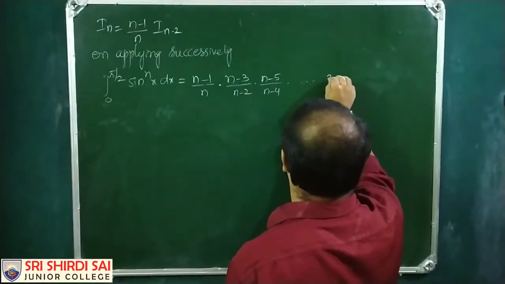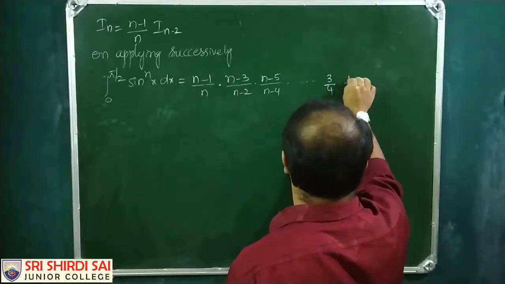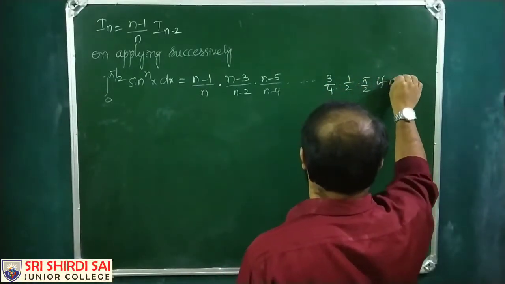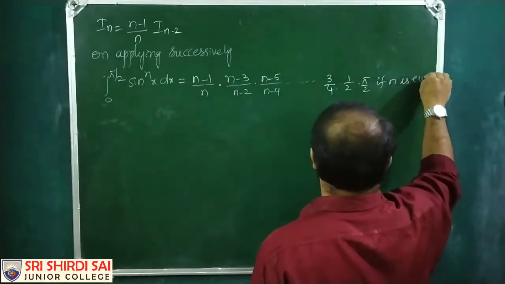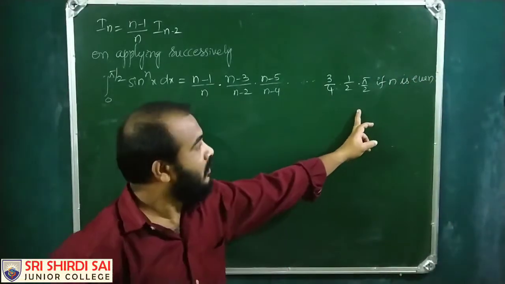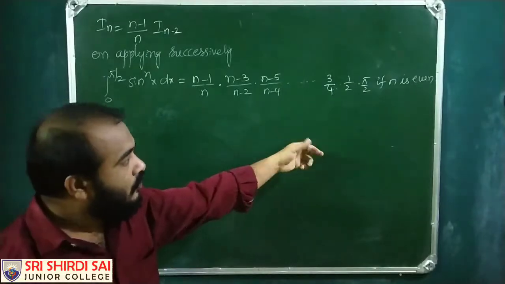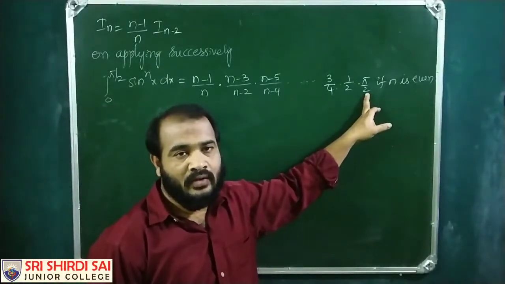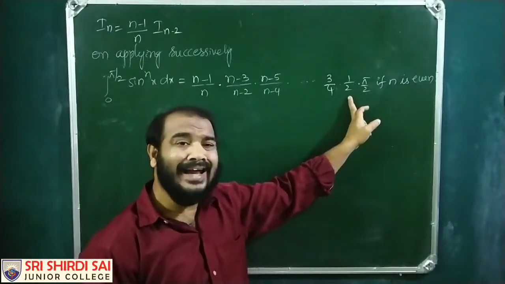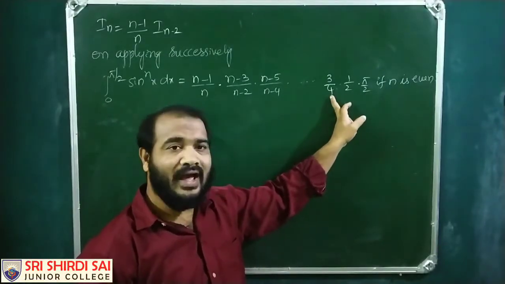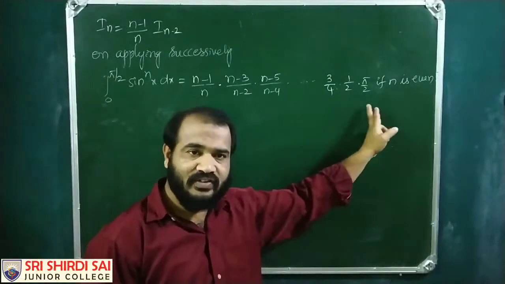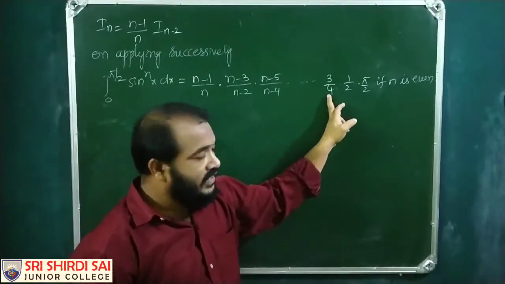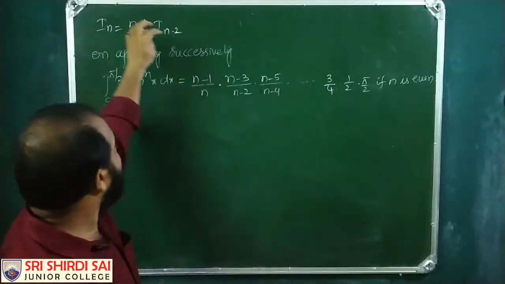So 3 by 4 into 1 by 2 into pi by 2 if n is even. We have discussed this. So if n is even, we will end up with I0. So I0 before I2, I2 before I4, all we have discussed before. So I4, this is the reduction formula.